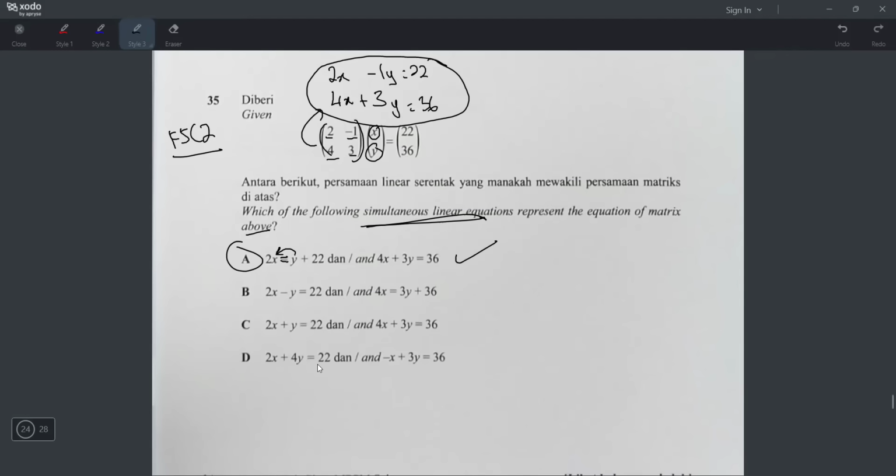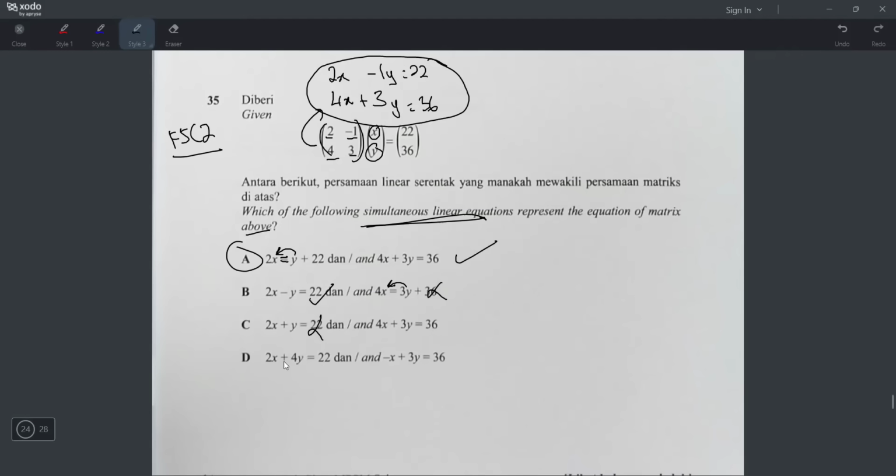Okay, let's see why B, C, D are wrong. 2x minus y is 22. Okay, this one matches the first one. 4x equals 3y plus 36. No, because the 3y, when you move it here, becomes 4x minus 3y, but it should be plus 3y. So this is wrong. What about C? 2x plus y. This one wrong, lah. It's 2x minus y equals 22. This one is 2x plus y, 22. So wrong. So the rest no need to check.